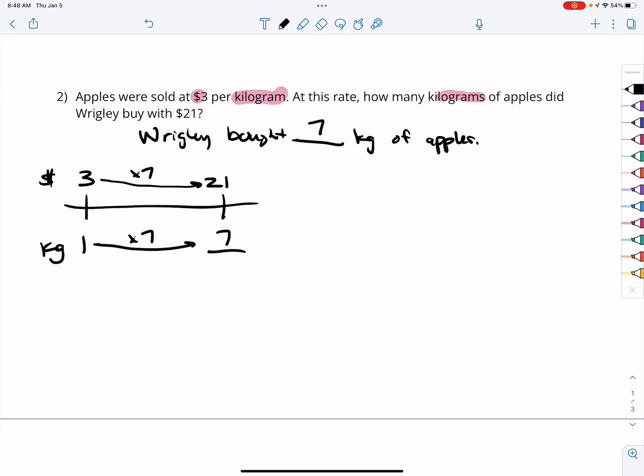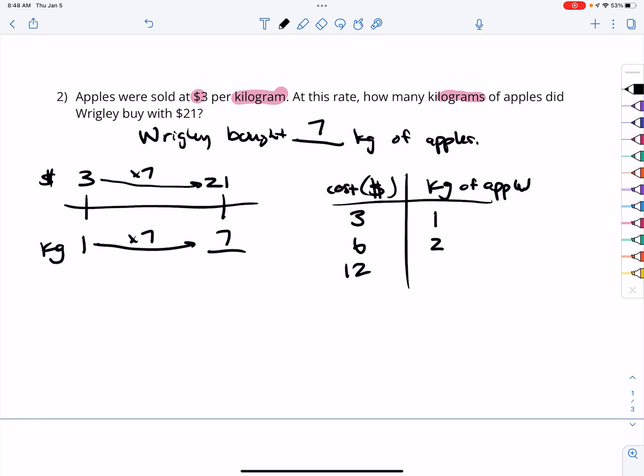And if we wanted to check this with a table, we have the cost in dollars and the amount of apples in kilograms. So we have $3 for 1 kilogram. And if we were to spend $6, that would be 2 kilograms. $12, I'm just going to double that, would be 4 kilograms. And if I double that again, I would get 24, and that would be 8 kilograms. So that's too many. But I do know that if I am counting by threes, that I could do 7 kilograms. So I could work my way there and see that. So, awesome.